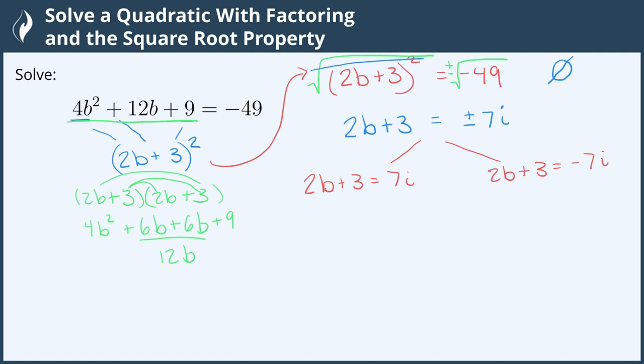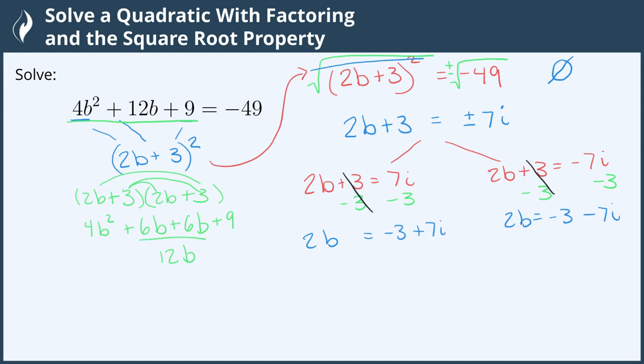Now to continue solving, we want to isolate the variable, so we'll subtract 3 from both sides on both equations. On the left side, it will cancel on both equations, and so we're left with 2b equals negative 3 plus 7i for the first one, and 2b equals negative 3 minus 7i for the second one. And we keep the real part first and the imaginary or complex part second.